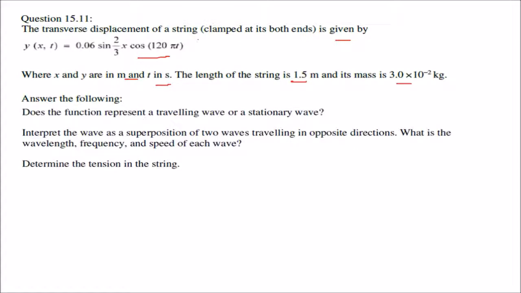Does the function represent a traveling wave or a stationary wave? You have to interpret the wave as a superposition of two waves which are traveling in opposite directions. And what is the wavelength, the frequency, the speed of each wave? You have to determine the tension in the string as well.